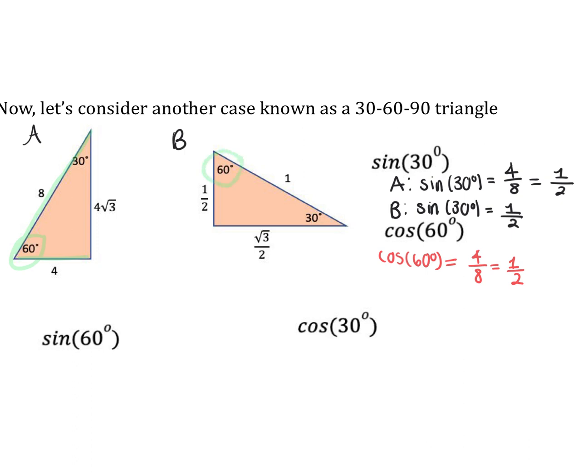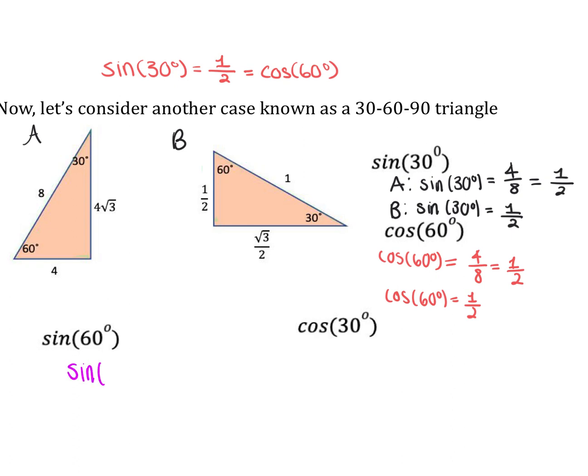And then we'll use the second triangle. So we have 60 degrees here, and the adjacent side's 1/2. It'll just be over 1. So cosine of 60 degrees is just 1/2. So the first important thing that we need to recognize is that sine of 30 degrees is equal to 1/2, which is also the same thing as cosine of 60 degrees. So now we're going to do sine of 60 degrees and cosine of 30 degrees.